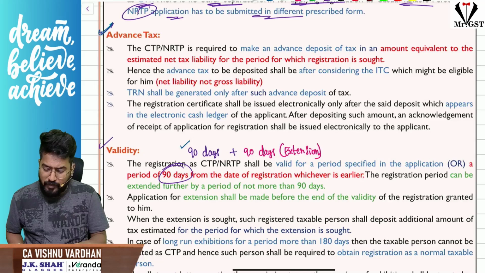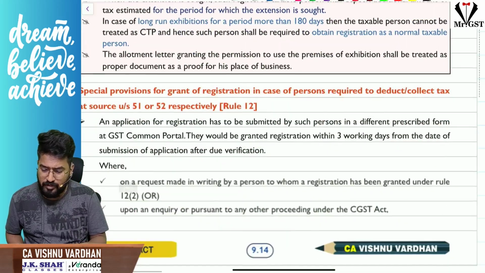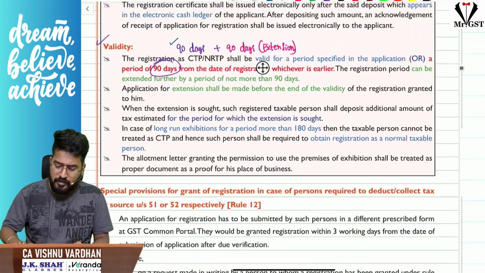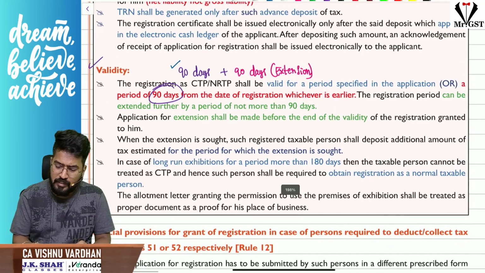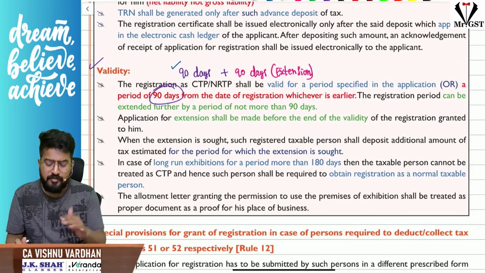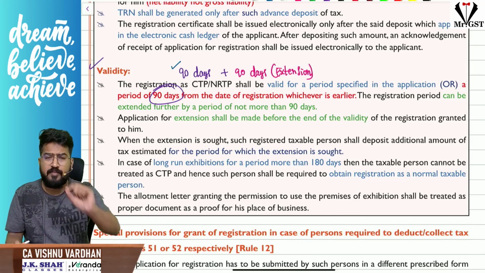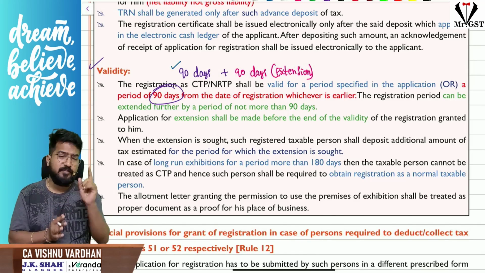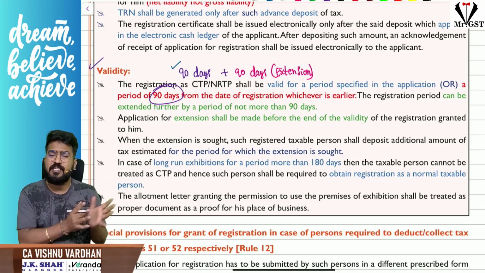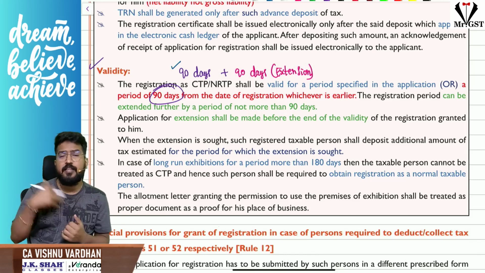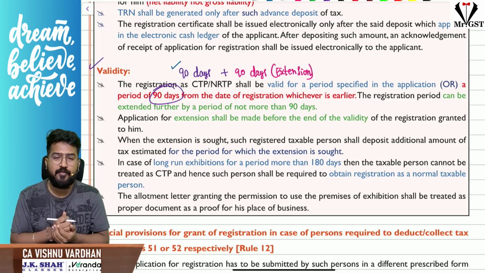Now coming to validity again, stressing on that validity point. The registration validity itself will be, as we were discussing, 90 days and 90 days. That means maximum 90 days, but it doesn't mean that, sir, first I have asked only for 20 days, now I can go for 120 days. Can I ask that way? No, you cannot do that.